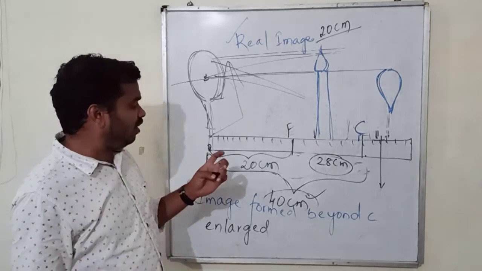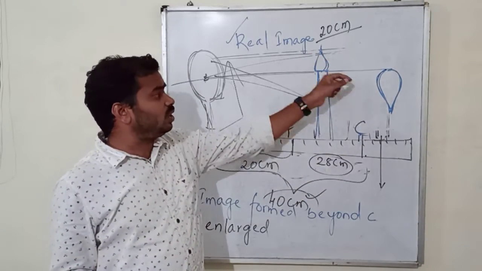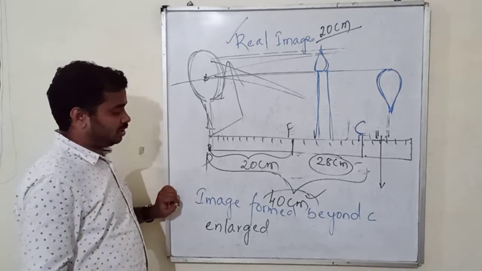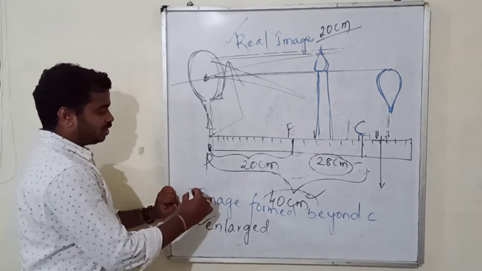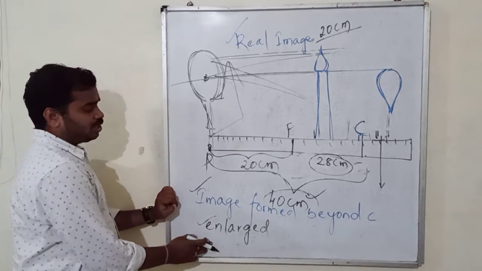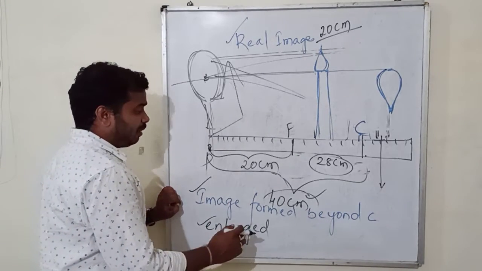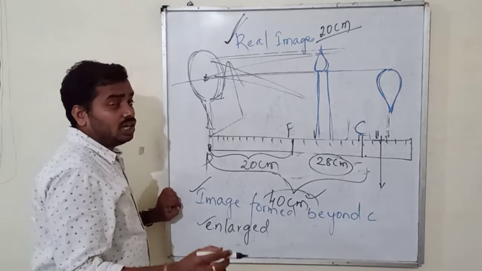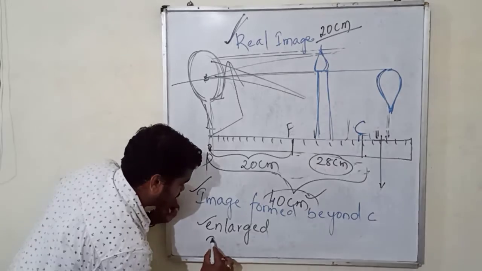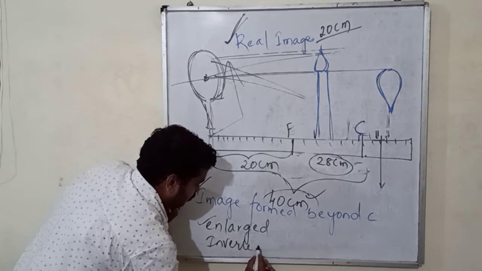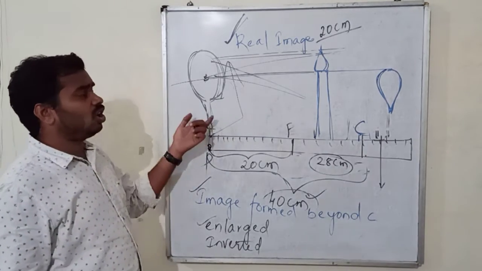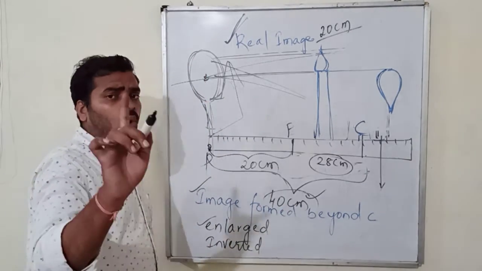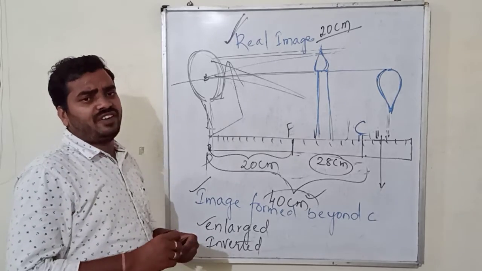See, you observe the size of the image. The image size that was small has become bigger, which means it is an enlarged image. This is an enlarged image. Image formed is beyond C and the image formed is enlarged, and the image is a real image and inverted image. Almost in a concave mirror, all the images would be inverted only. In only one case it would be different.